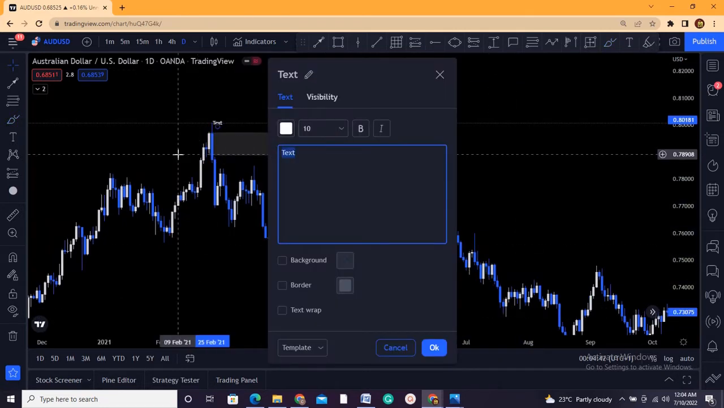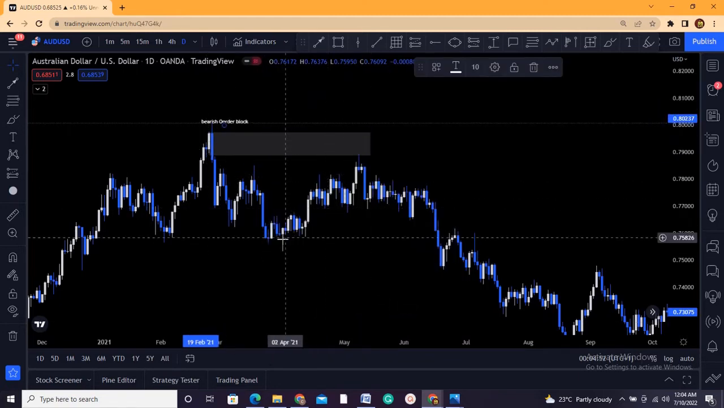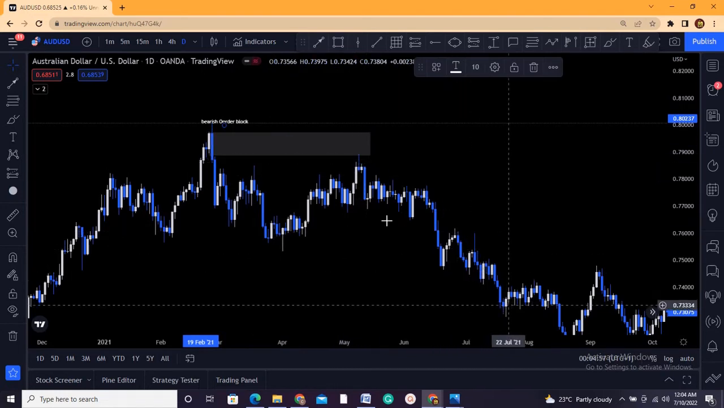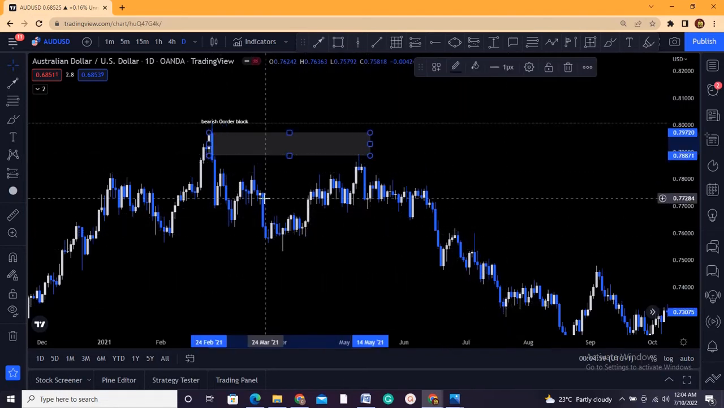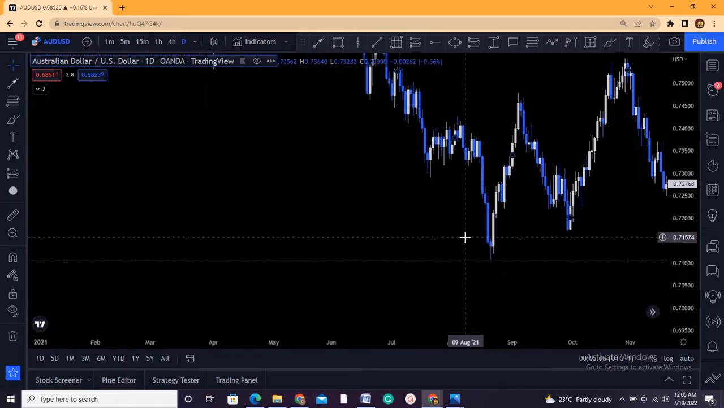So this is called a bearish order block, the last bullish candle before the move down. We are expecting price to come back to it and create another push down. So you can see it's it. And a bullish order block is the last down candle before the move up.